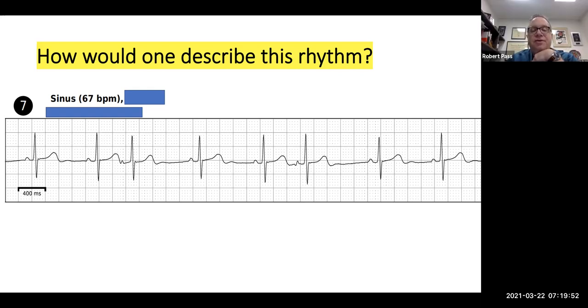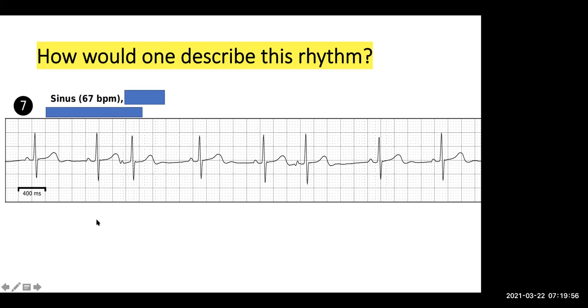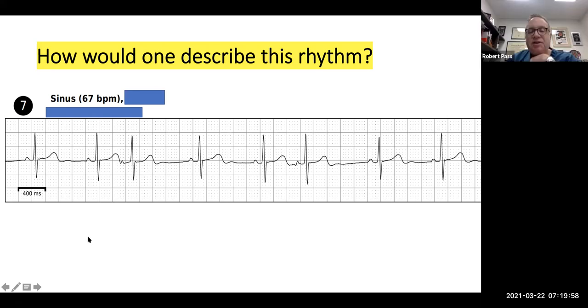Right. So you could call this that or atrial trigeminy, yeah. As long as you describe it properly, it doesn't really matter. If you want to say it's sinus rhythm with a PAC every third beat, that's fine too. There's no right answer. There's only a lot of wrong answers. So, right. Okay, good.